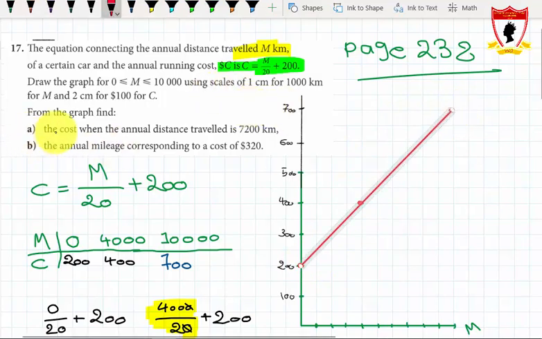This is the graph. The cost when the annual distance traveled is 7,200 kilometers. Now, let's see using a, let's use purple.